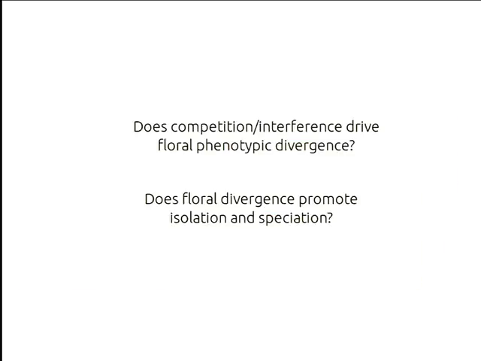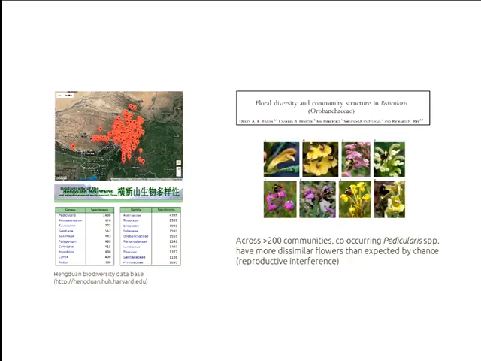So we have this extreme diversity of Pedicularis in this region and this extreme disparity of their floral forms. We wanted to ask, is it possible that competition and interference between species has in part contributed to their diversification by driving floral phenotypic divergence? And to the extent we find floral divergence occurring within species, is that contributing to speciation and isolation?